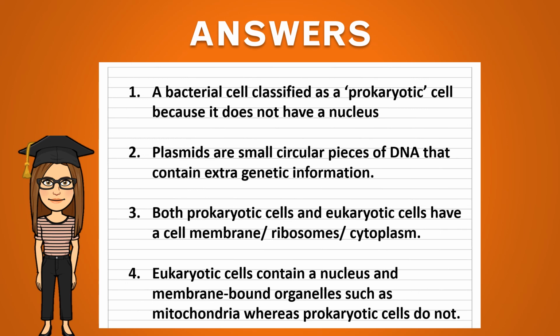And for number 4, you could have identified any of the differences between eukaryotic cells and prokaryotic cells, but here is just an example of an answer. So eukaryotic cells contain a nucleus and membrane-bound organelles such as mitochondria, whereas prokaryotic cells do not.